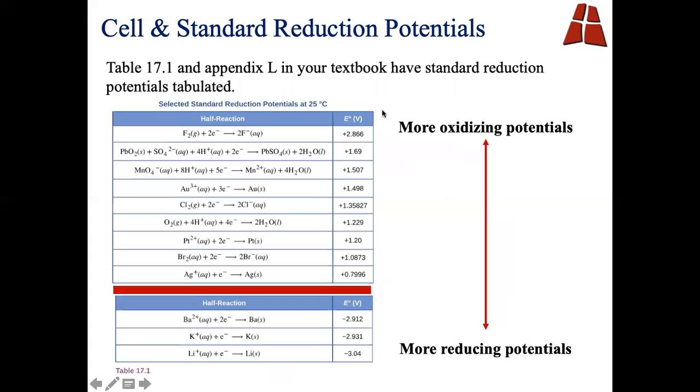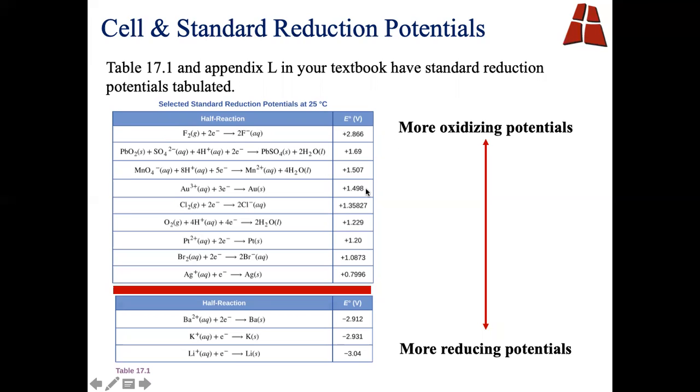So in your textbook, this is where this table comes from. We have a table of common standard reduction potentials for different elements. Something that I'll point out here is that by convention, we record the reduction reaction. So you'll notice that all of these reactions are some element plus electrons, and electrons thus are always on the reactant side. For our reduction reactions, they're never going to be on the products side.